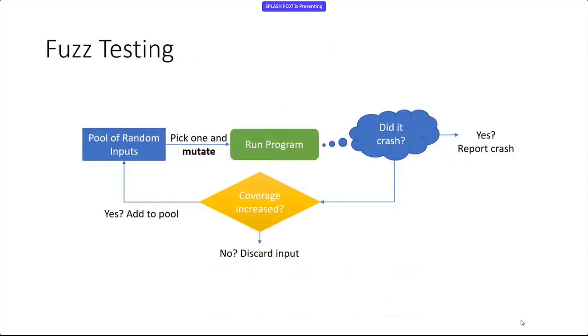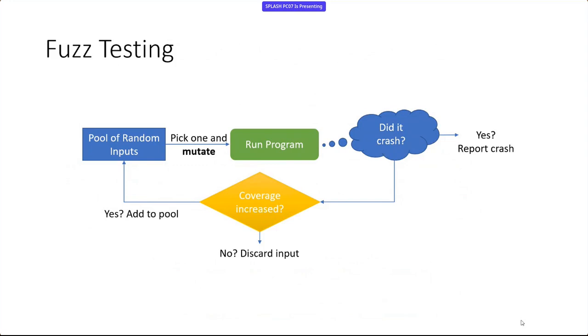Yeah, so just an overview about the first system. It's a fuzzing technique. You start with a pool of random inputs, and then you have a mutation operation. This mutates the input, and you run the program and see if it crashes or not. If it crashes, or if the coverage is increased, then you keep it for the next round of mutation, or you discard it.